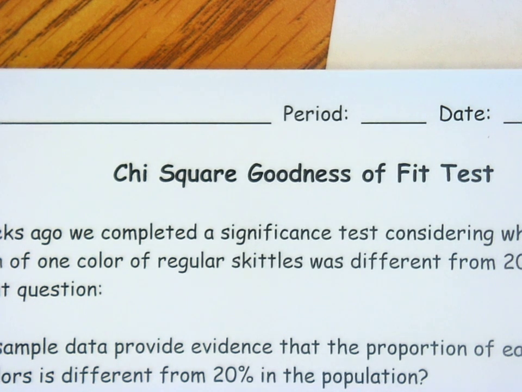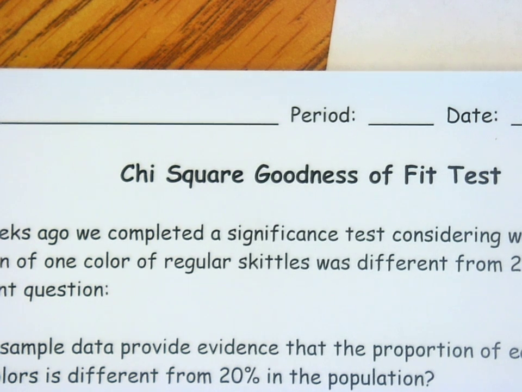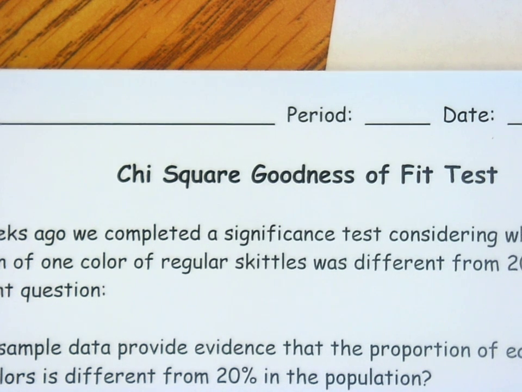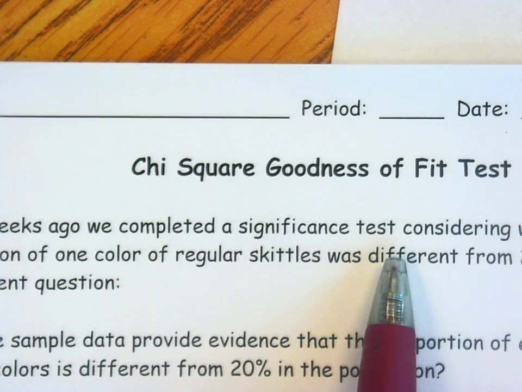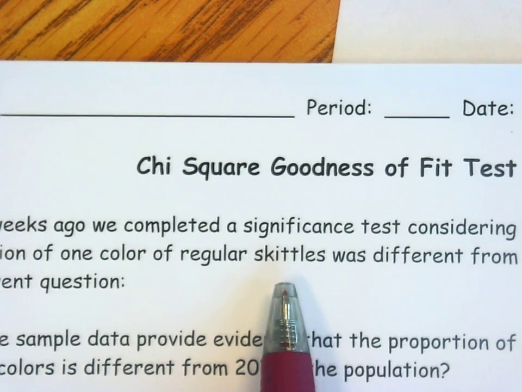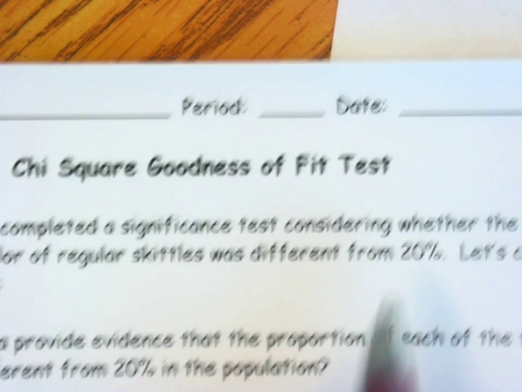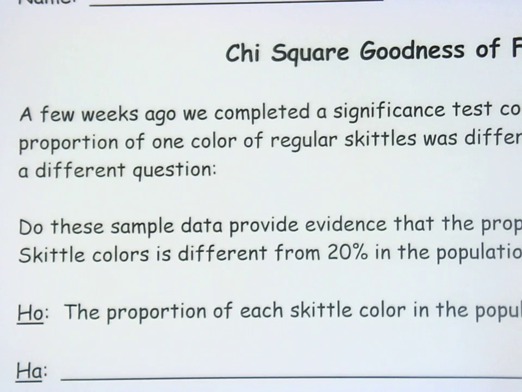Hi guys, the last type of statistical test that we learn in AP statistics is the chi-squared test. The data that we're going to use come from a few weeks ago. We did a test where we considered whether the proportion of one color of regular Skittles was different from 20%. There are 5 different colors of Skittle in the bag. So what we're going to ask today is a slightly different question.